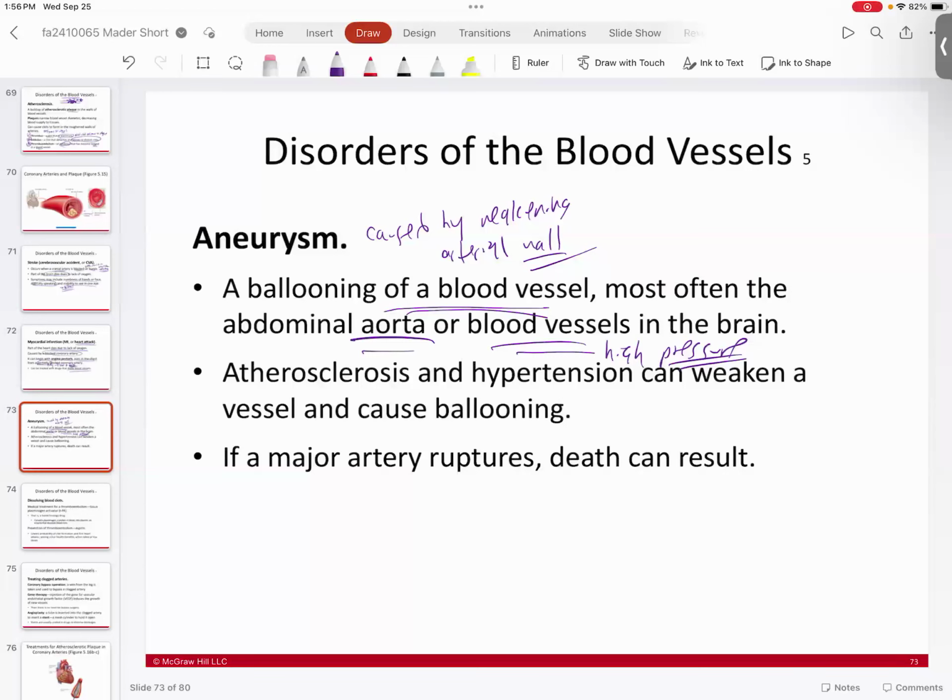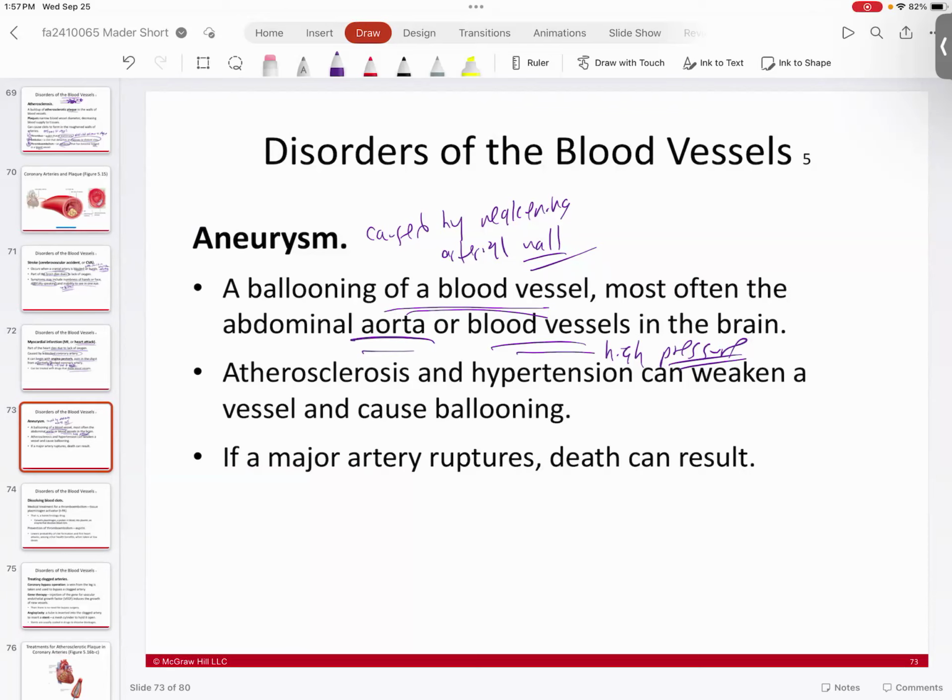And so the weakening can either be congenital. We see a lot of those. Congenital basically means it's just a defect of development. So when you were developing in your mother's womb, the structure of your arteries didn't quite come together optimally, and so there's a weak spot in your aorta. So we had a lot of those.